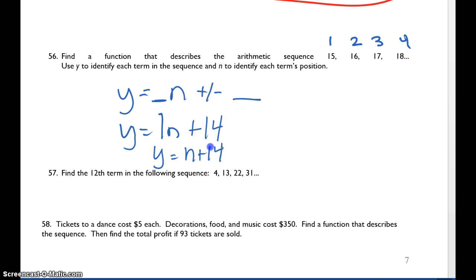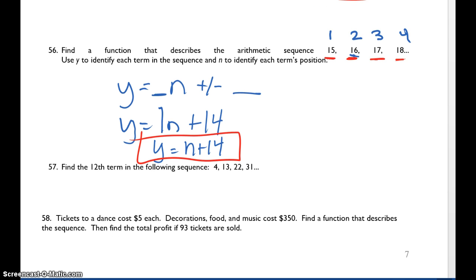Now we have to make sure that works, because it might work for one term, it might not work for the next. So let's look at, if n is 2, plug in 2 there, y equals 2 plus 14, 16. And these numbers actually should equal y. So when n is 1, y should equal 15. When n is 2, y should equal 16. When n is 3, y should equal 17, and so on and so forth. So we're proving that that actually works. So our final answer should be y equals n plus 14.